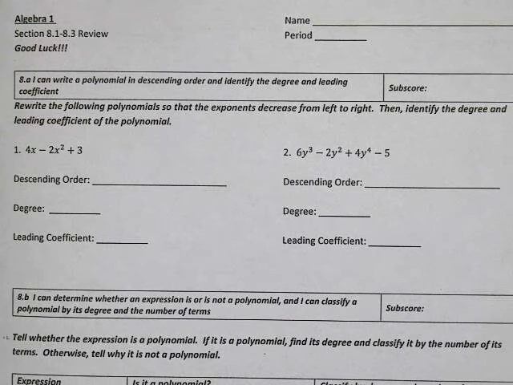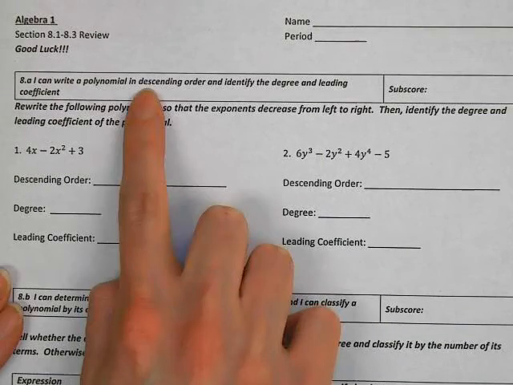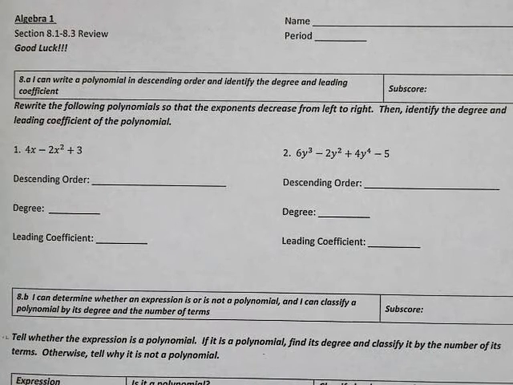Right, today is an optional review video in case you wanted to review any of the topics. So we're going to start with "I can write a polynomial in descending order and identify the degree and leading coefficient." So I will do one of these.